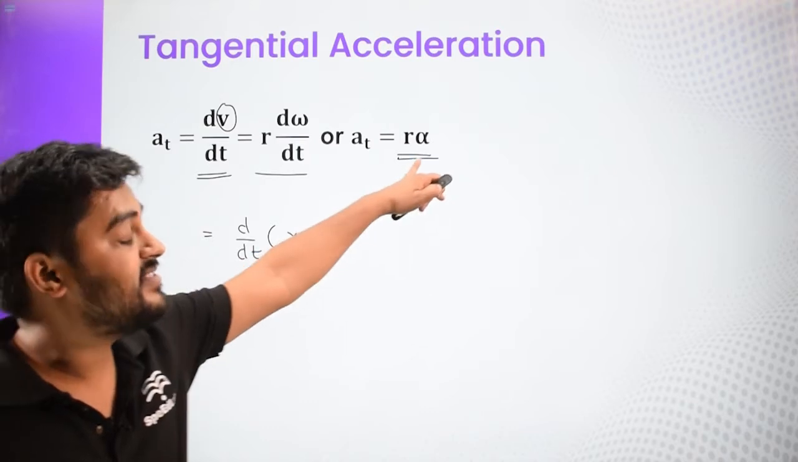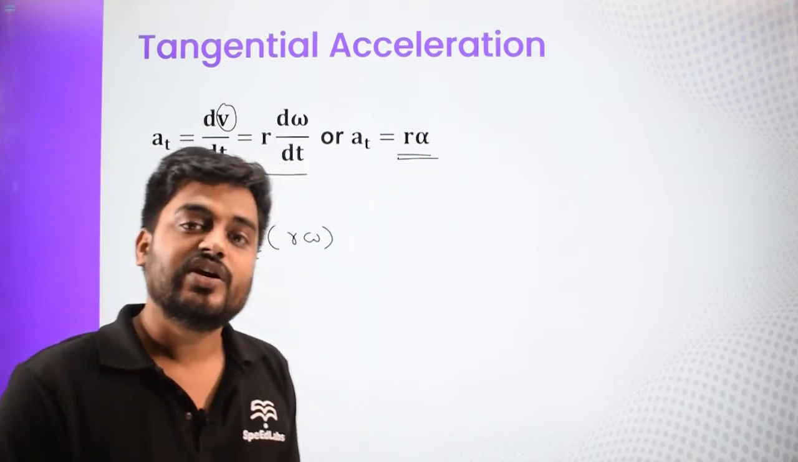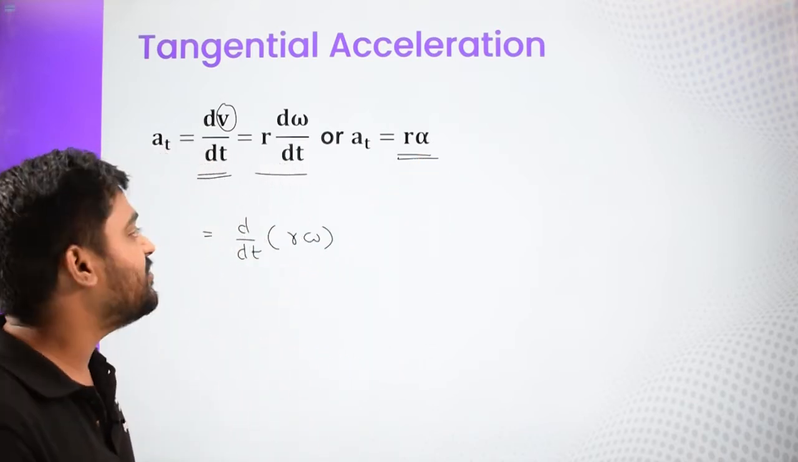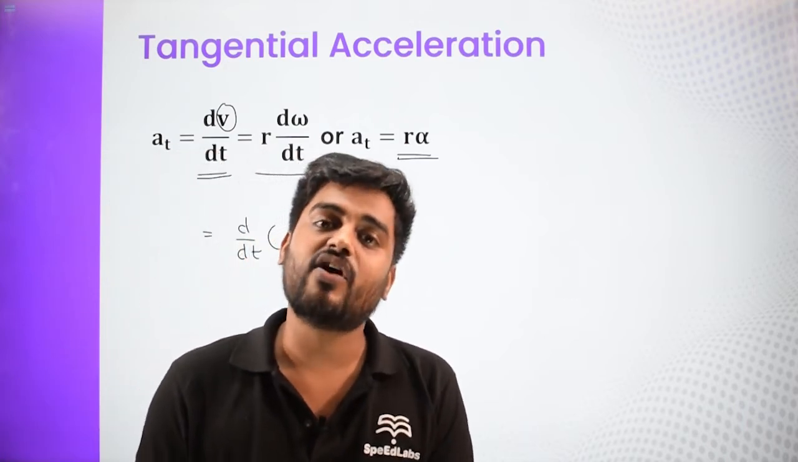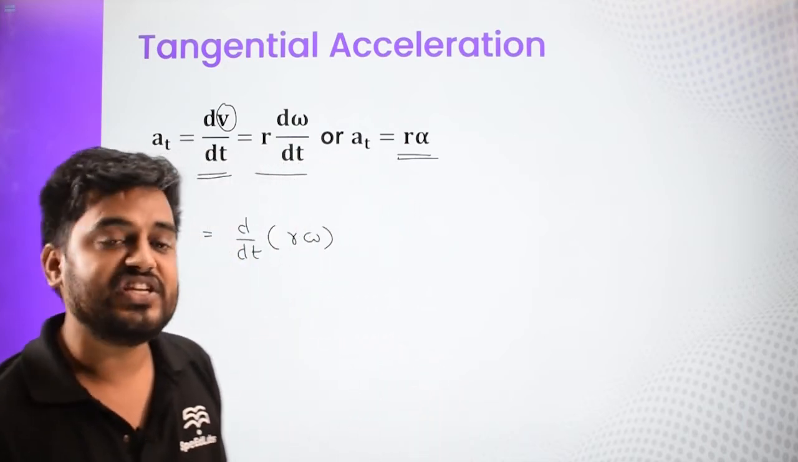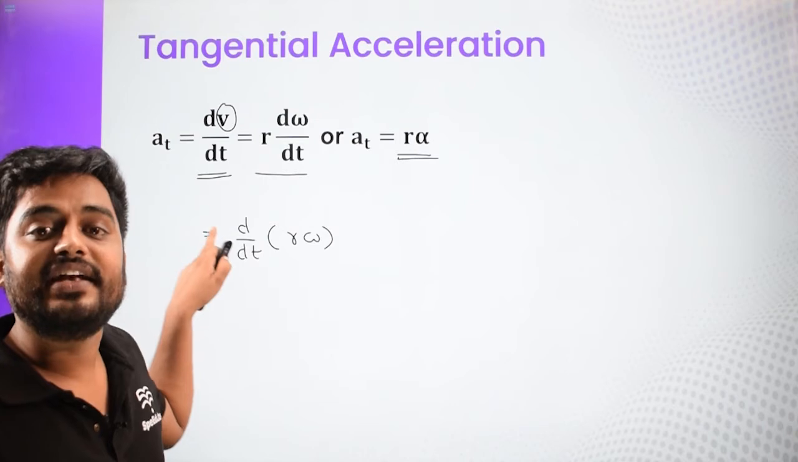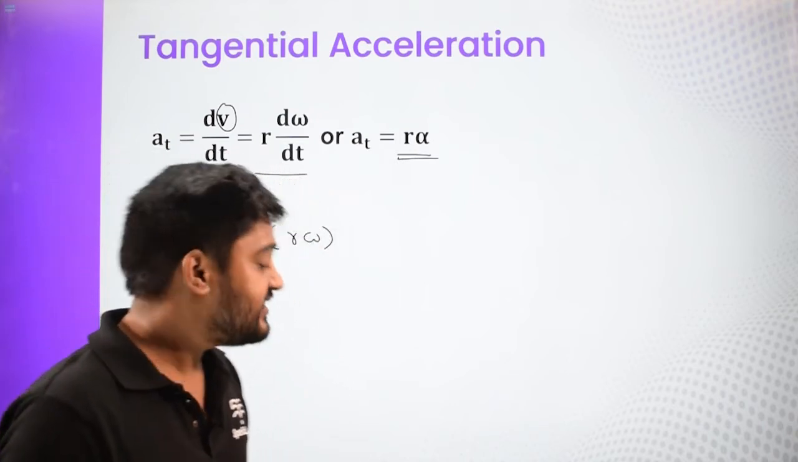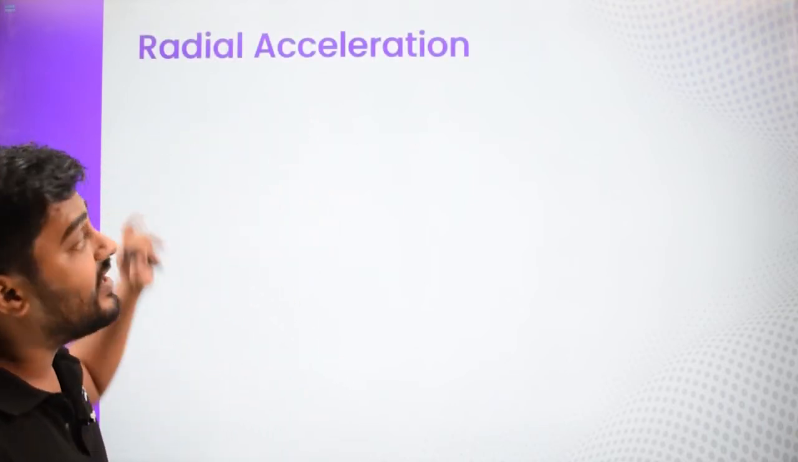So if alpha is 0, then omega won't change. So basically we say that if speed or angular speed are not changing, then alpha and AT both are going to be 0. Next is the radial acceleration.